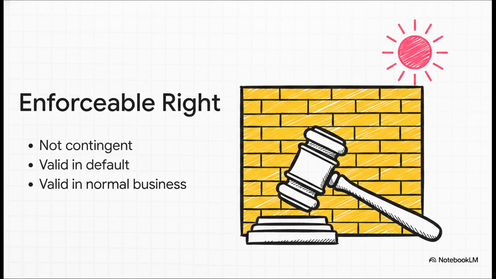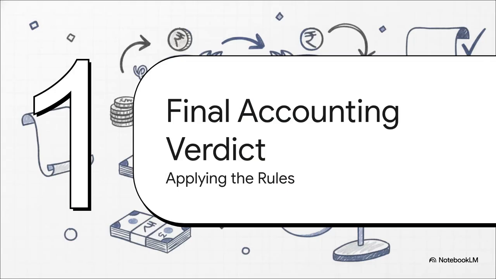To pass the test, this right cannot be contingent on some future event. No what-ifs. It also has to hold up across the board, in the normal course of business, in a default situation, and even if someone goes bankrupt or insolvent. And that applies to all counterparties involved. Literally no loopholes allowed here. Let's jump into Section 3, the final accounting verdict.